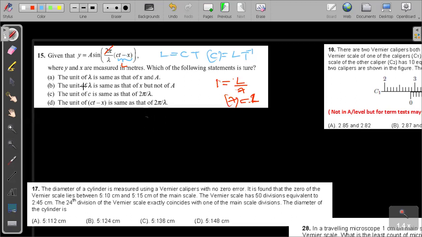Now I found both the situations here. The unit of lambda is the same as for x and y, because x and y are in meters. So its dimension is meters. So definitely this one is correct. Same as for a. Yes, a and y are in meters, so that is also correct. So the unit of c is the same as that of 2 pi over lambda. No, we just found. With this displacement, the answer already found is a.